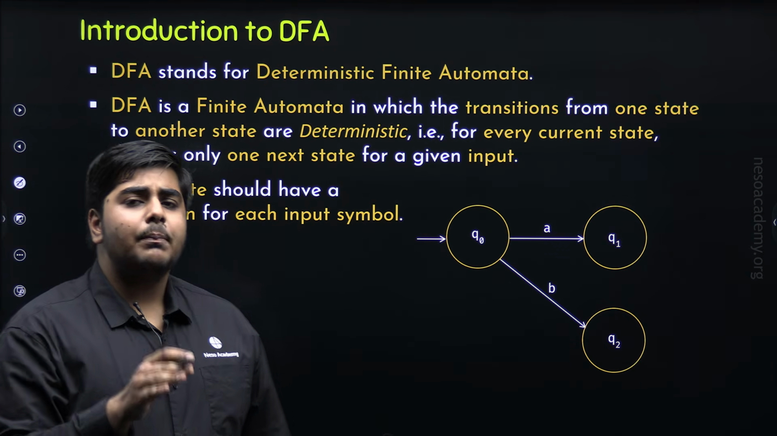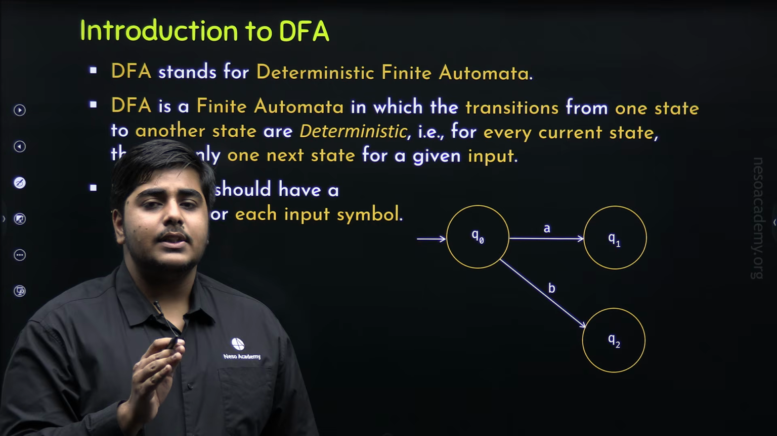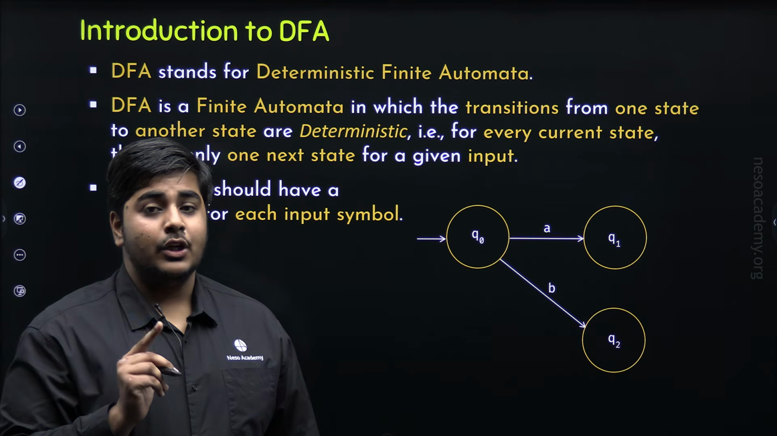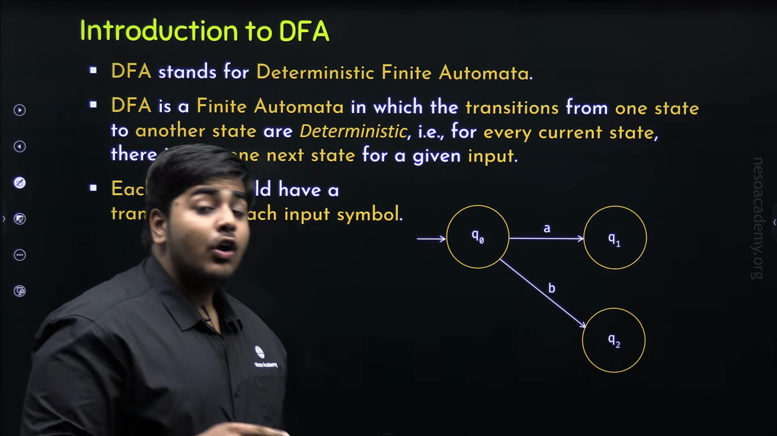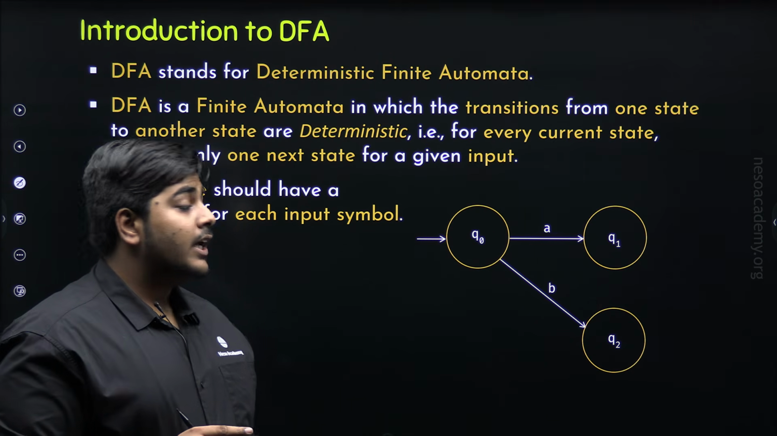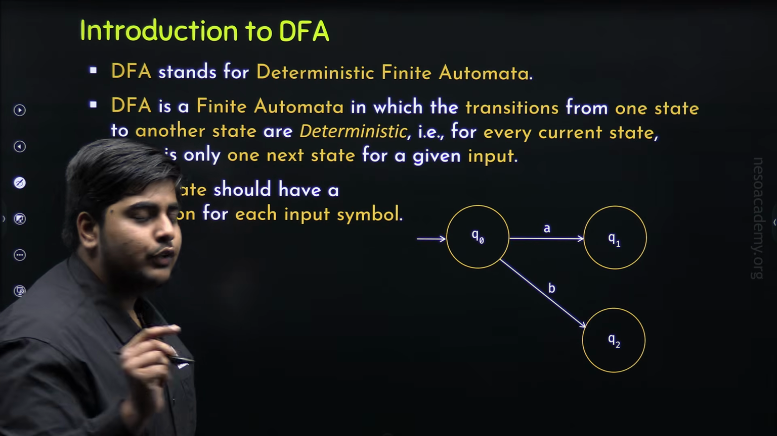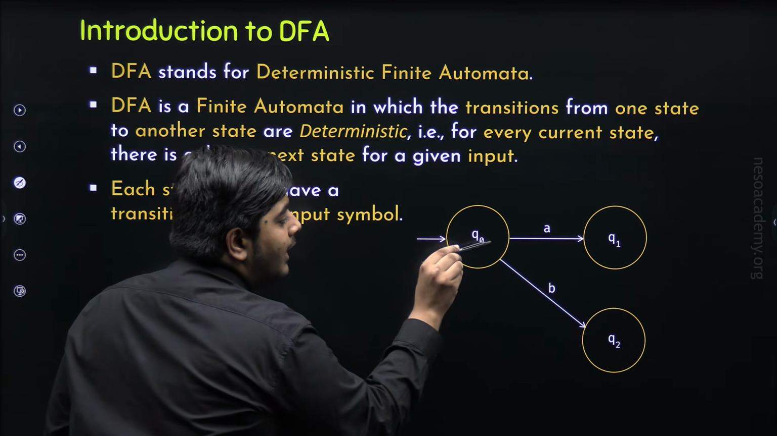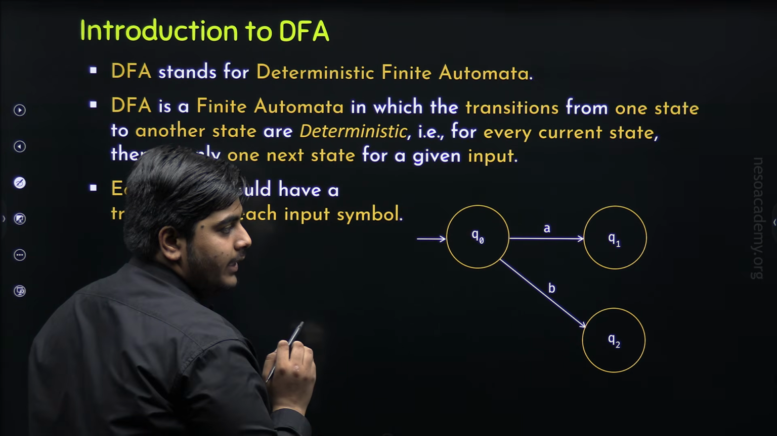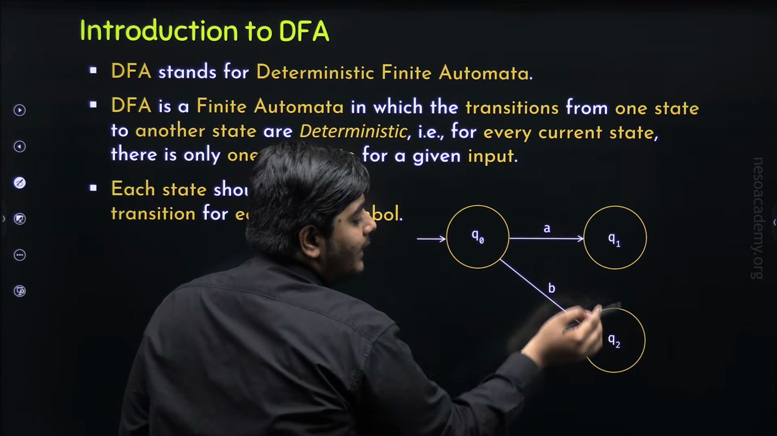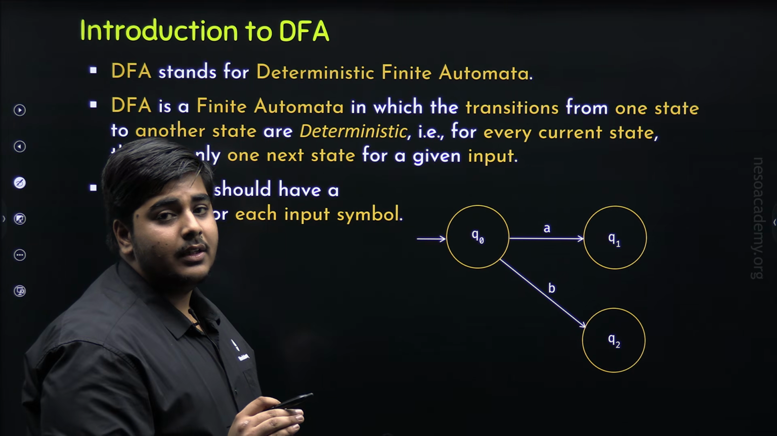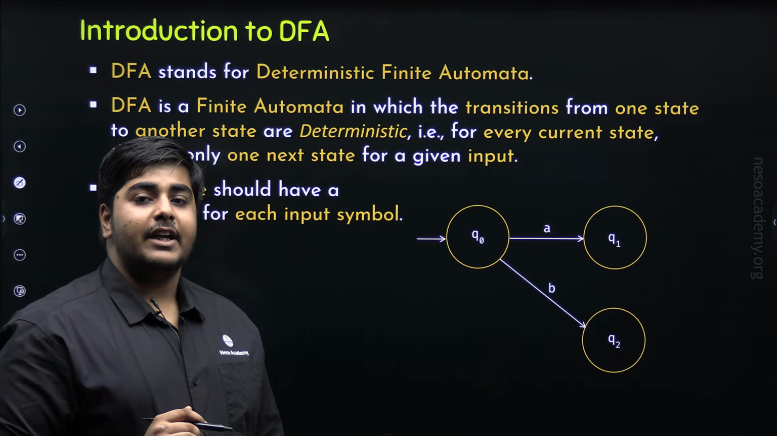alphabet. Now suppose our alphabet sigma equals {A, B}. That means there are two symbols, A and B. So there should be the transition for both the symbols A and B from every state in this DFA. If you closely look at this DFA, you will find that the state Q0 has both the transitions for input symbol A as well as for input symbol B. But the states Q1 and Q2 don't have any transition for input symbols A and B. That is why it is still not a complete DFA.